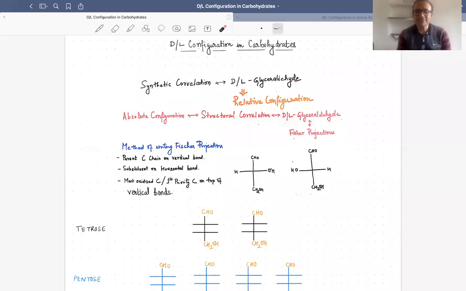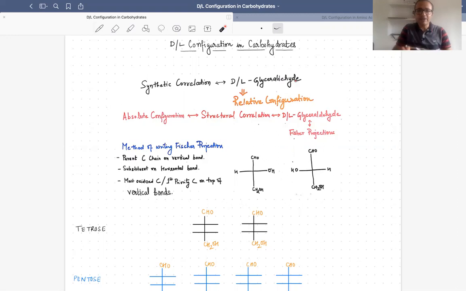Hello everyone. So today we are going to look into the current application of the DL configuration. Okay, as I told you in the previous video, DL configuration was a very old methodology of giving configuration to stereoisomers, and now it is limited to only the carbohydrates as well as the amino acids.